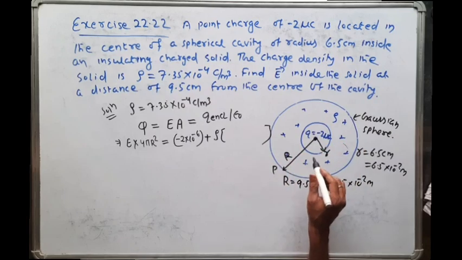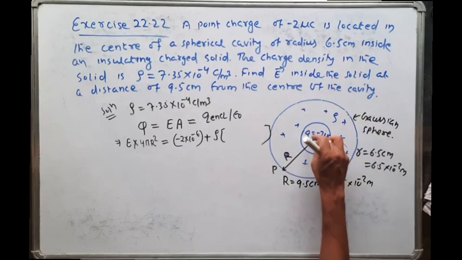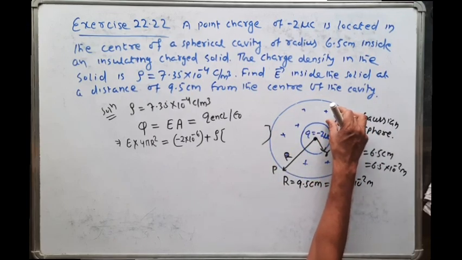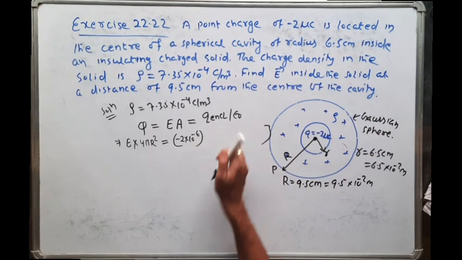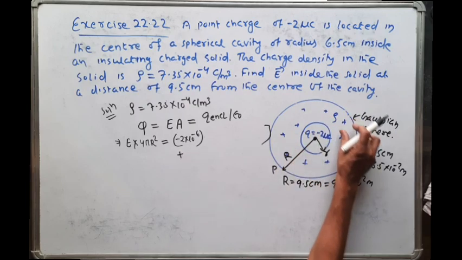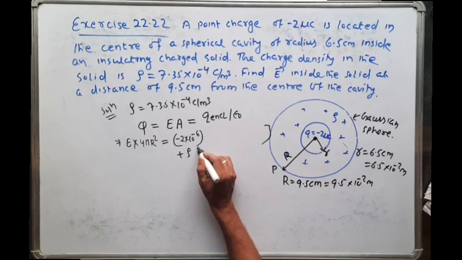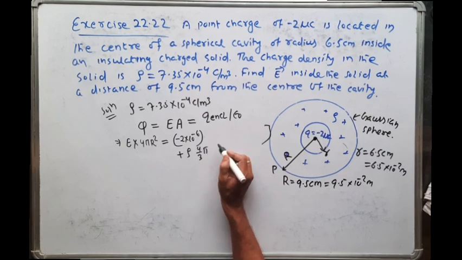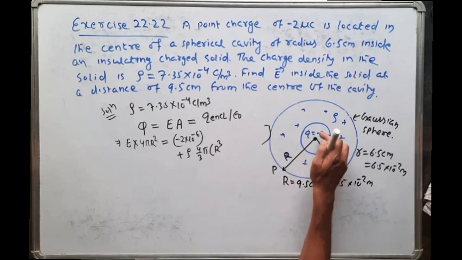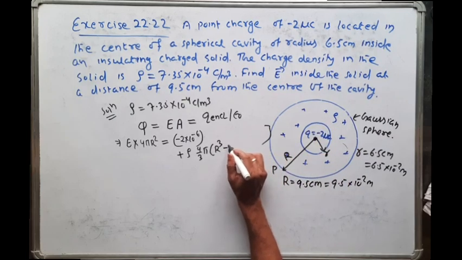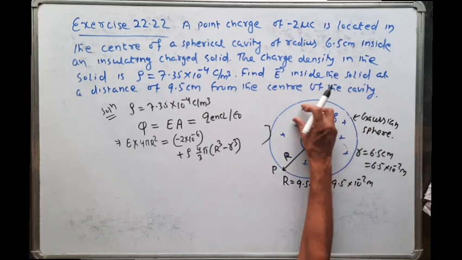How will you find the volume? You first calculate the total volume, minus the volume of the cavity, then you will get the volume within the solid. So the total charge within this solid is equal to rho times the volume. What is the volume of a sphere? 4 by 3 pi r cube. So in the outer sphere, the volume is 4 by 3 pi R cube, and in the inner sphere, the volume is 4 by 3 pi r cube. So this is the total charge within this solid conductor.